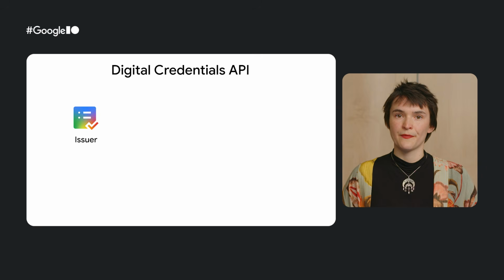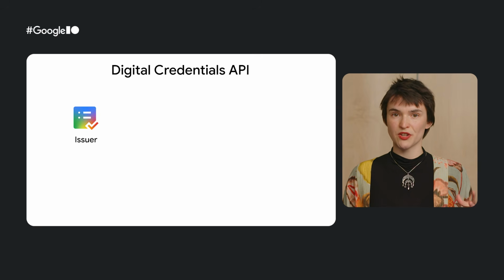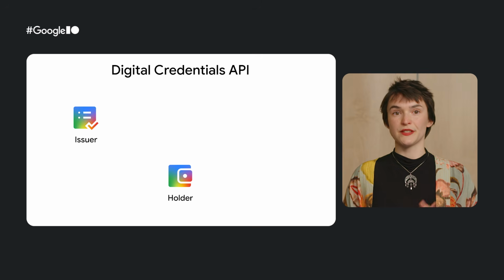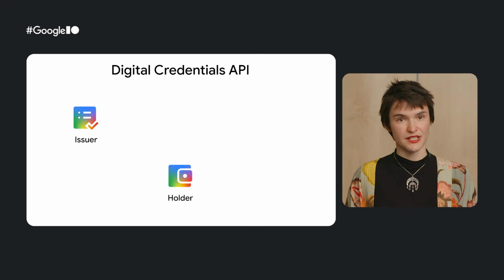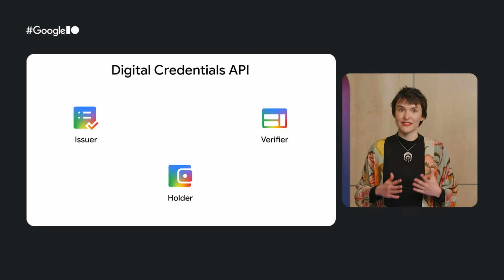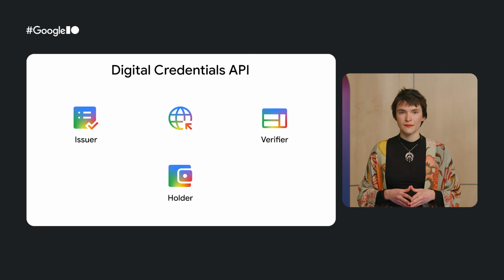The issuer. This is a trusted party that cryptographically signs the credential claim. For example, it can be an organization that issues driving licenses. The holder. This is the user's mobile device that stores the signed claim. And the verifier. This is your website or mobile app that requests the proof via the Digital Credentials API.